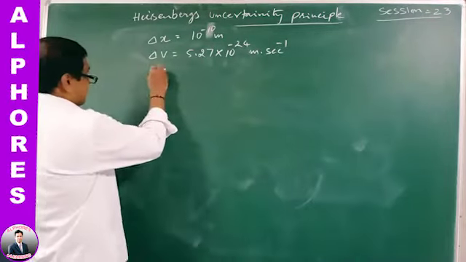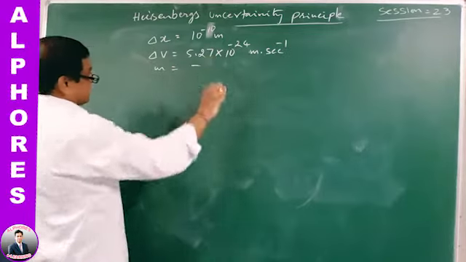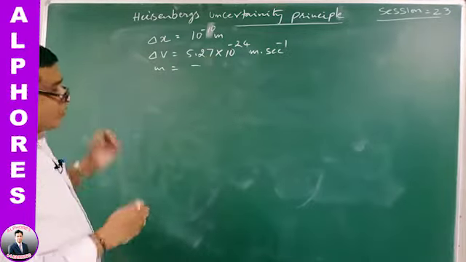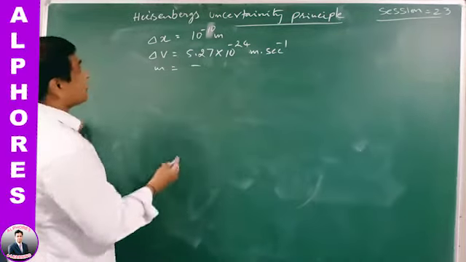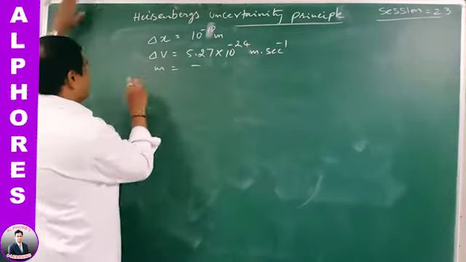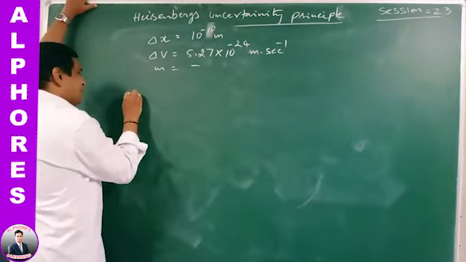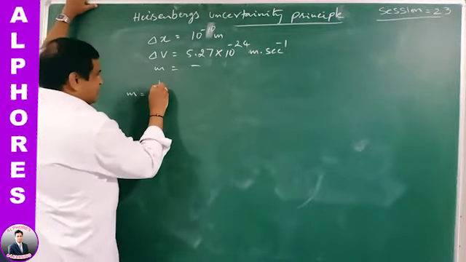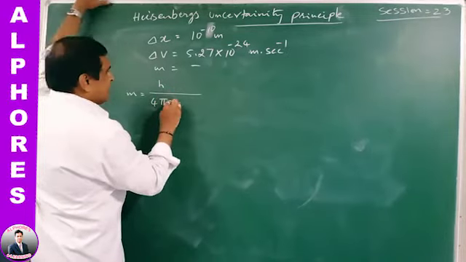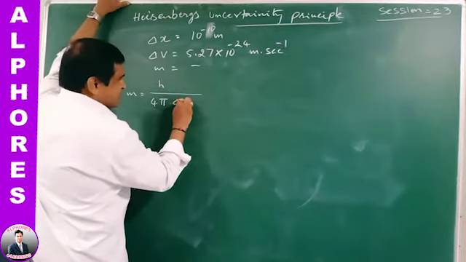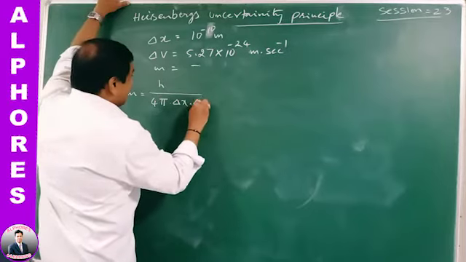Calculate the mass of the particle. Yes, as expected. Now, let us solve this. The required formula for us, as we know, is mass of the particle equals h by 4 pi delta x into delta v.